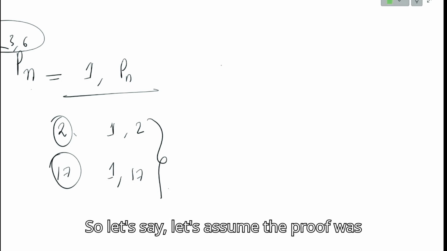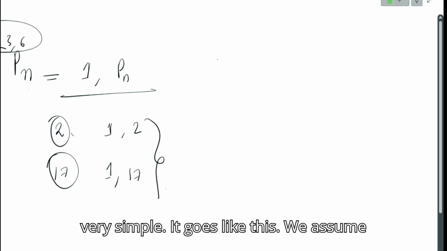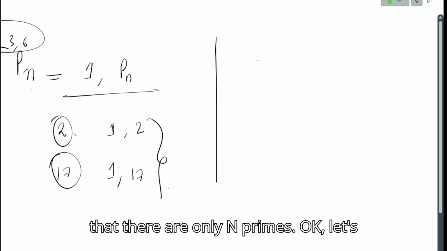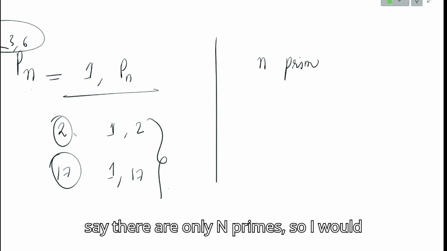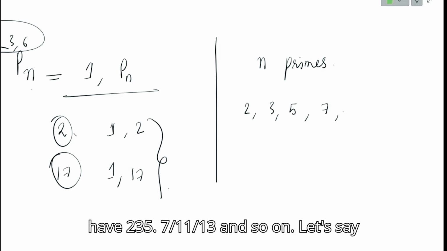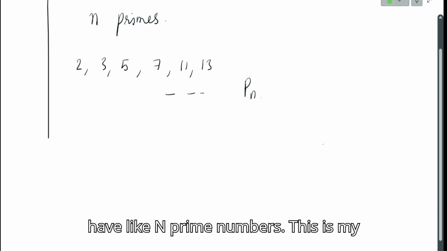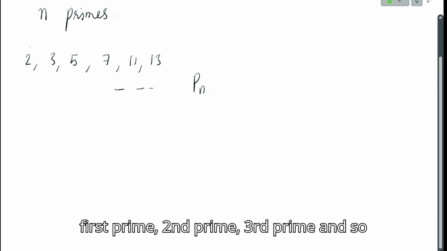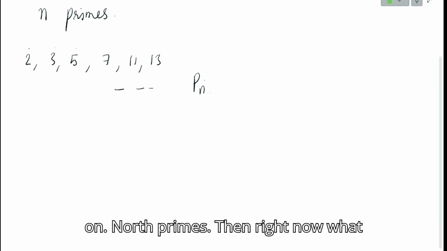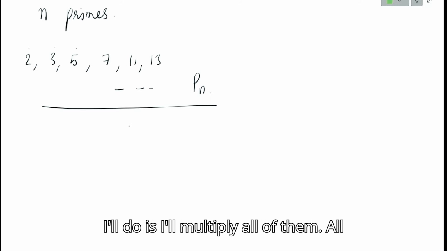So let's assume, the proof is very simple. It goes like this. We assume that there are only n primes. So let's say there are only n primes. I would have 2, 3, 5, 7, 11, 13, and so on. Let's say Pn is the highest prime number. Now I have n prime numbers. This is my first prime, second prime, third prime, and so on, up to n primes. Then what I do is multiply all of them.